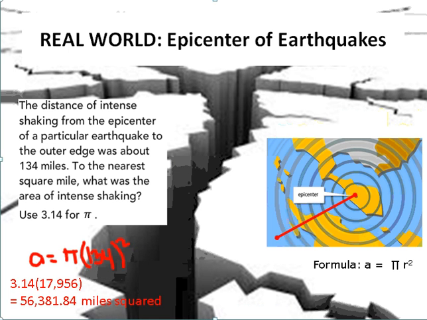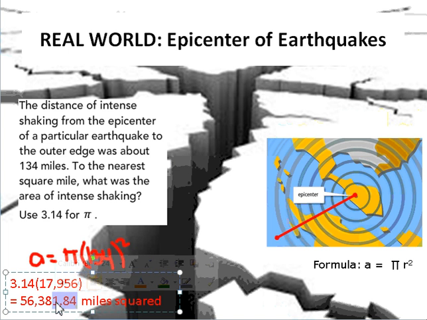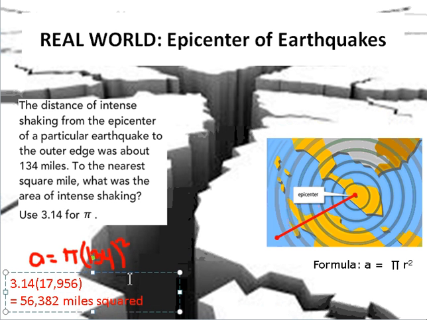What do we get? When I squared 134, I got 17,956. I multiply that by 3.14 for pi, and we get 56,381.84. They said round to the nearest square mile, so I'm going to round that to the mile. So it's 56,382 miles squared. That is how much area that everyone felt that shaking.